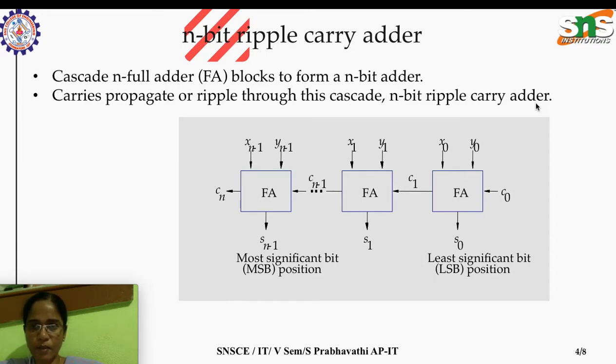It's quite simple. A full adder takes 3 inputs and produces 2 outputs. One output is the sum, the other is the carry, which is given as an input to the next full adder. So the carry is propagated or rippled to the next full adder. That's what we call an n-bit ripple carry adder.